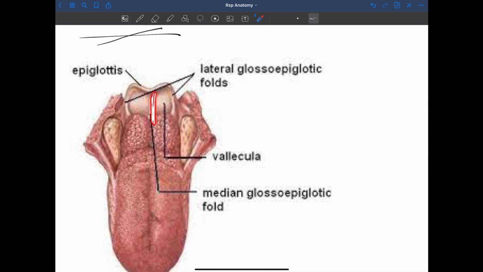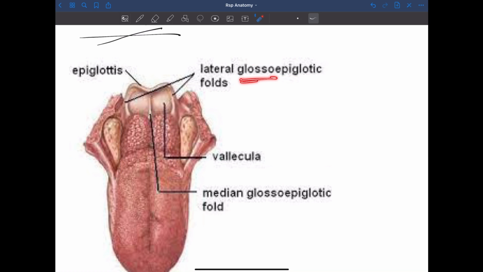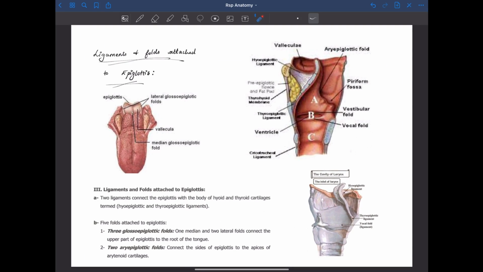This is the median glossoepiglottic fold, and these are the 2 lateral glossoepiglottic folds, which connect the epiglottis to the tongue. That's why it's glosso. Glosso means tongue, okay. Epiglottic is nothing but epiglottis. It's very simple, right? So the median part which connects the tongue to the epiglottis is known as the median glossoepiglottic fold, and the lateral parts are known as the lateral glossoepiglottic folds. Yeah, that's all. Thank you.